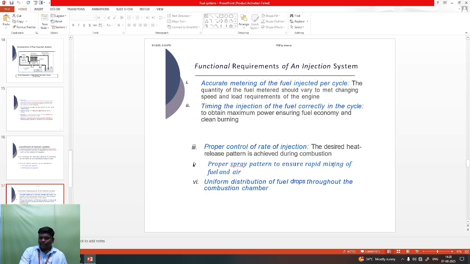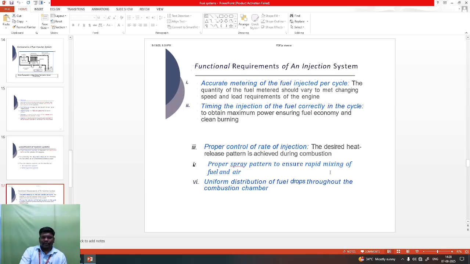And then there is the proper spray pattern from the fuel injector. After the fuel is taken from the fuel head, the pumping head and the fuel injector rapidly spray the fuel into the combustion chamber. Before spraying, the air and fuel are mixed and pass through the intake manifold.